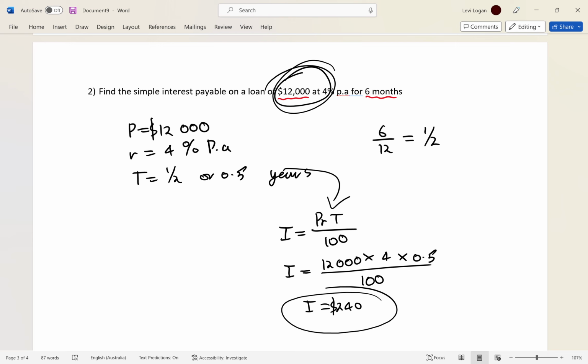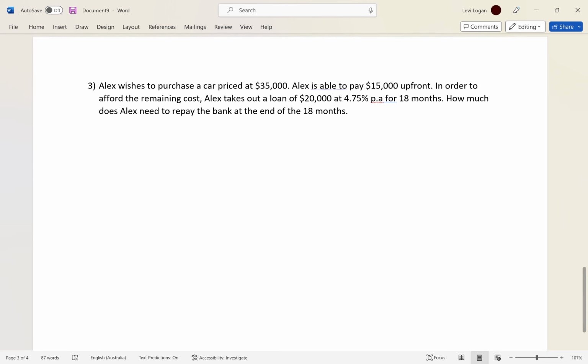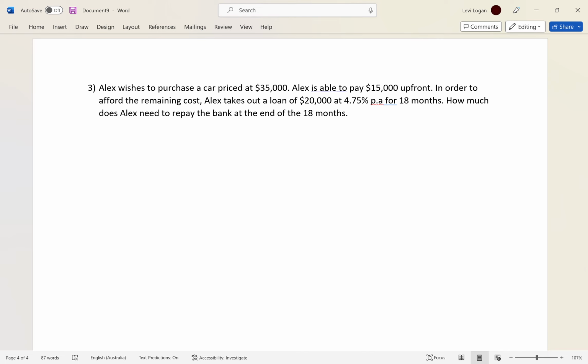Alright, let's have a go at our last question of this video. Alex wishes to purchase a car at this much money. Alex is able to pay 15 grand up front. In order to afford the remaining costs, Alex takes out a loan of 20 grand at 4.75% per annum for 18 months. How much does Alex need to repay the bank back at the end of 18 months? This is quite a wordy question, but if you're feeling confident, feel free to have a go and pause the video.